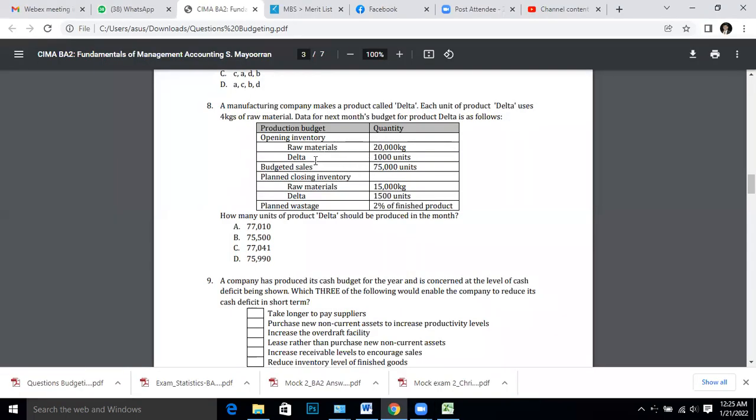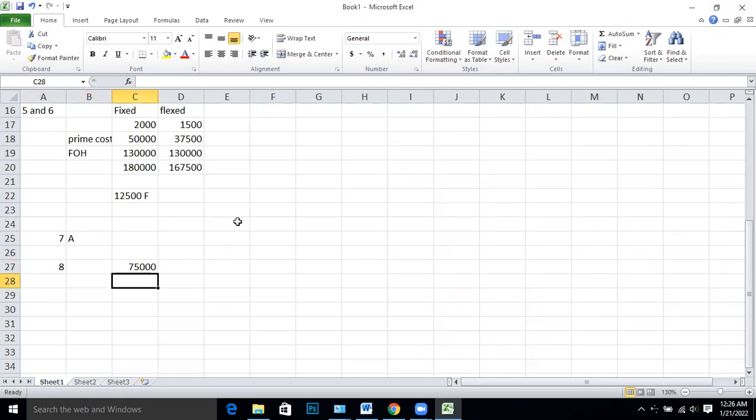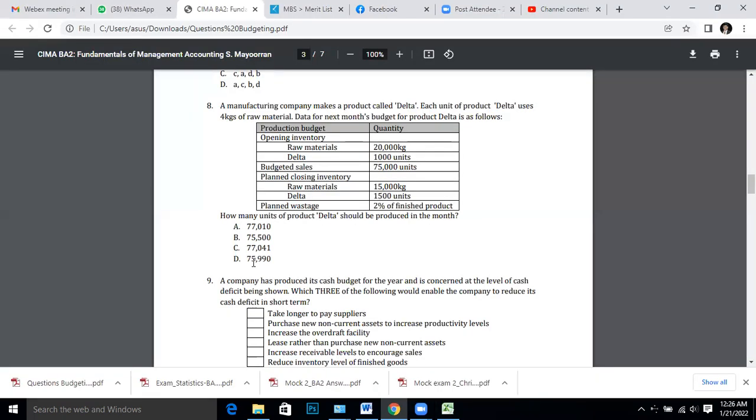Then sales is that. Opening inventory, closing inventory. Delta 1500 and 10,000. So 75,500, that's all. So there is a lot of redundant data. They are talking about material wastage and all that. To find the production, you don't need all of this. So 75,500 is enough. Option B.